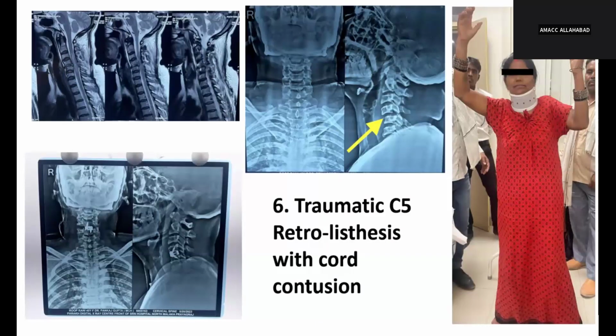This young lady had a road traffic accident and thereafter developed weakness of both upper limbs and lower limbs. On examination, she had C5 retrolisthesis and the facet was partially blocked. On MRI, there was a cord contusion at the adjoining area and C5 retrolisthesis was there. The patient was taken for surgery under general anesthesia.